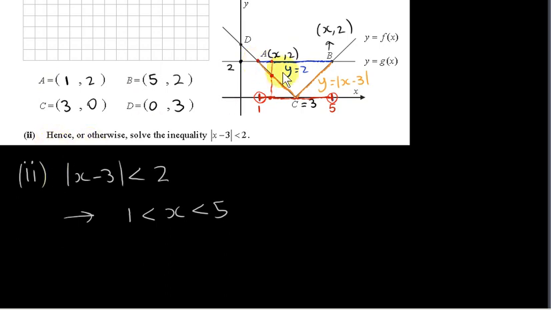Of course, that's using the graph, so that's following on from the previous part. The other way of doing it, I've explained that in other videos. I won't bother going through it again here.